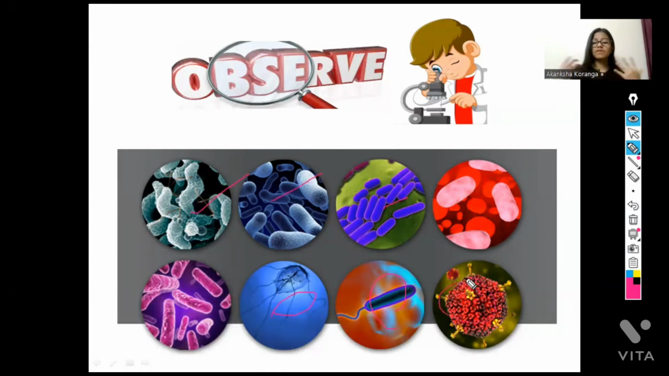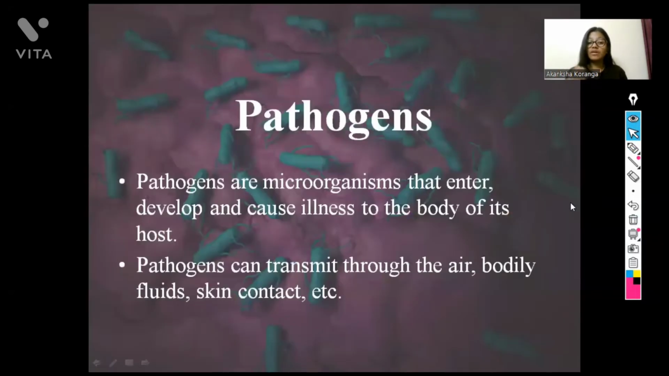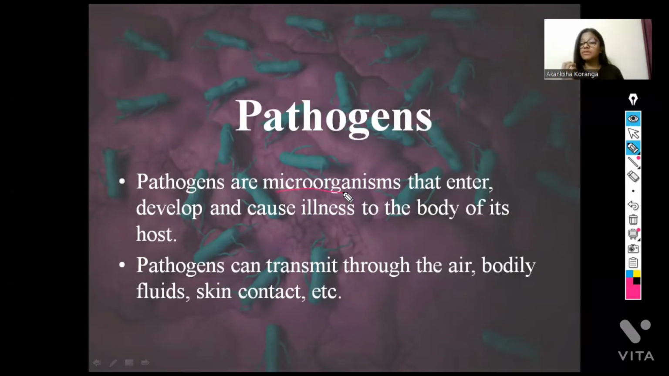Through all these pictures, we can infer that there are different types of microorganisms, and these microorganisms can be categorized based on their shape, their colors, and also their functions. So this was the slide about microorganisms. Now we will see the proper definition of pathogens. Pathogens are microorganisms. Why are they called microorganisms? Because they are too small and not visible to the naked eye. You have to use a proper microscope to view them. That's why they are known as microorganisms.